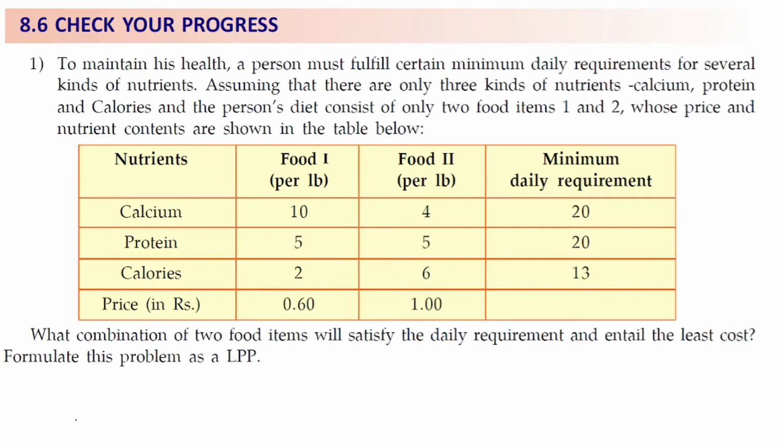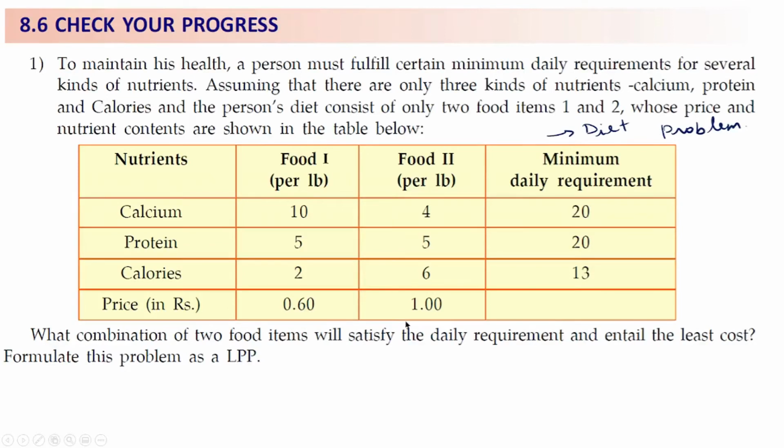So to maintain a person's health, a person has to fulfill certain daily requirements. This is a diet problem. Now we need to find what combination of these 2 food items will satisfy the daily requirement and also entail the least cost. So we are assuming there are only the first food item and second food item which is given here, and there are only 3 nutrients: calcium, protein and calories. The price of each food is given here.